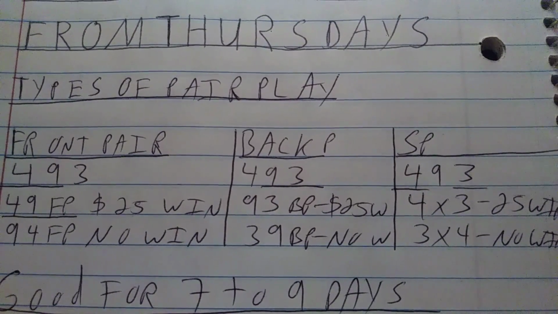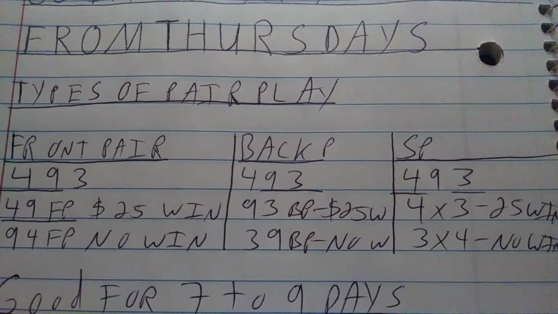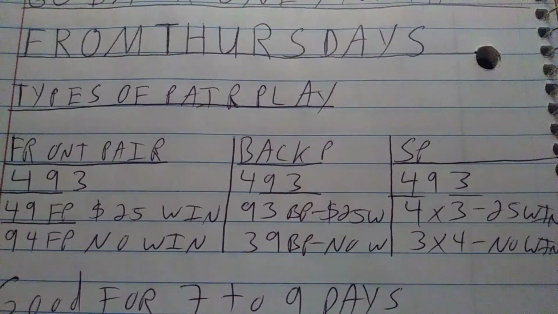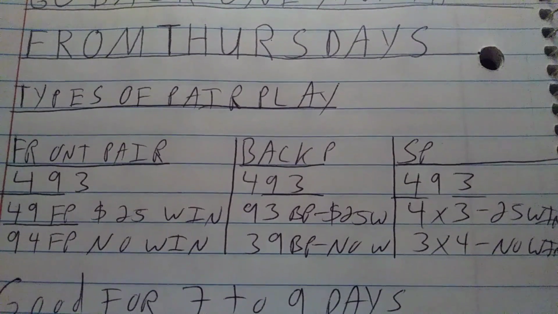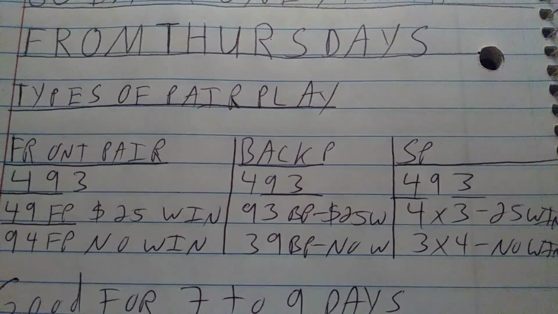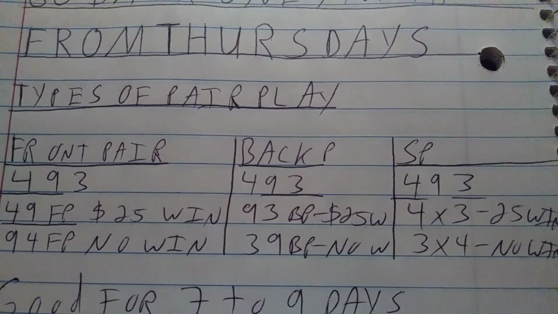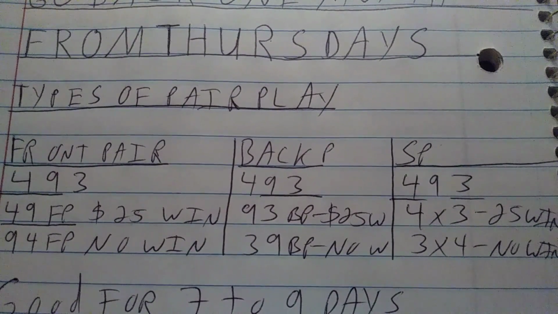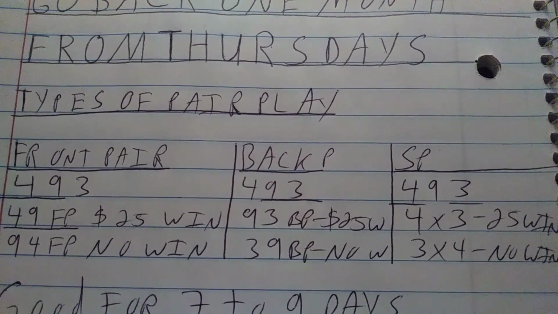And then your state also offers a split pair. So let's say you had a 4-9-3 hit, or you had 4-9-3 fall. If you played a 4x3 split, then you would win $25. If you played a 3x4 split, you would not win because it does have to be exact.